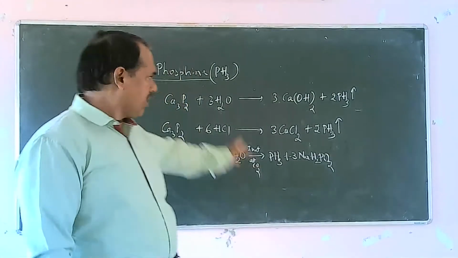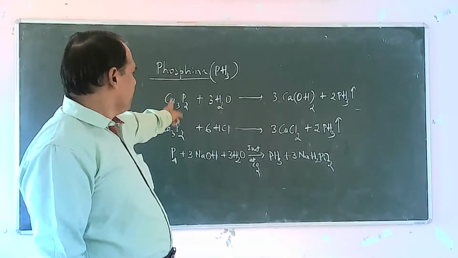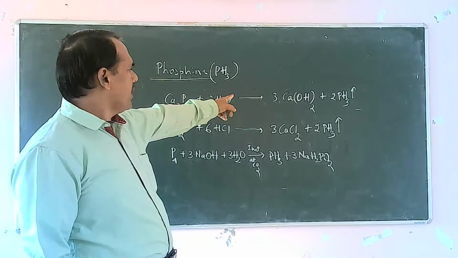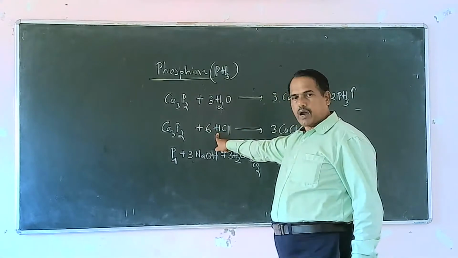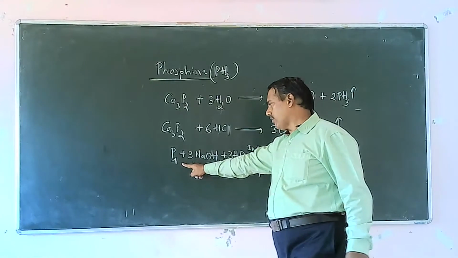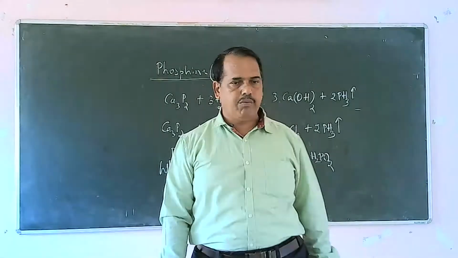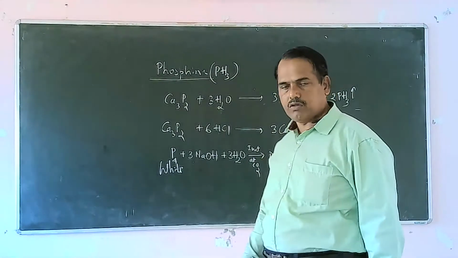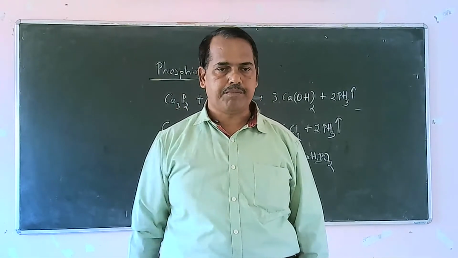Are you clear? The preparation of phosphine gas: one is with calcium phosphide, when it reacts with water, nothing but hydrolysis, you will get calcium hydroxide and phosphine. Again, calcium phosphide reacts with hydrochloric acid, we will get calcium chloride and phosphine. When white phosphorus is boiled with a strong solution of NaOH in an inert atmosphere, we will get phosphine gas. Are you clear? These are the 3 important preparations of phosphine.